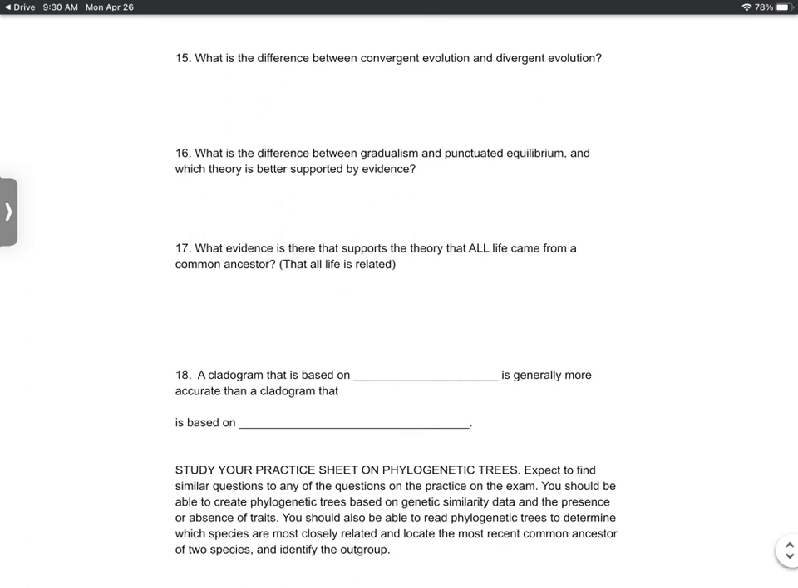A cladogram that is based on molecular similarities is generally more accurate than a cladogram that is based on physical similarities. And then again, there's a note here, please study your practice sheet on phylogenetic trees. You need to be able to draw them, you need to be able to interpret them, you need to be able to say, what is the closest common ancestor of this and this based on a tree? Also, what is the most closely related species to this other species based on a tree?